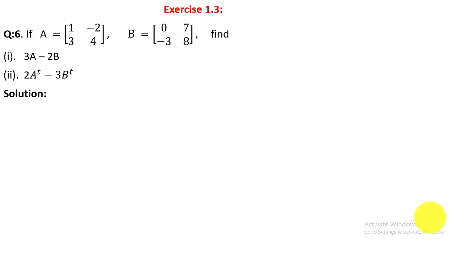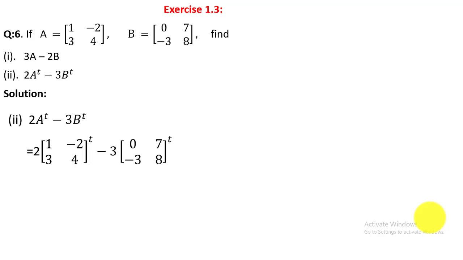Solution: in first we find its second part, that is equal to 2A transpose - 3B transpose. We write here 2 into the matrix having elements 1, -2, 3, 4 transpose - 3 into the matrix having elements 0, 7, -3, 8 whole transpose. In next, we just interchange the rows and columns of the given matrix. So 2 into the matrix having elements 1, 3, -2 and 4, minus 3 into the matrix having elements 0, -3, 7 and 8.